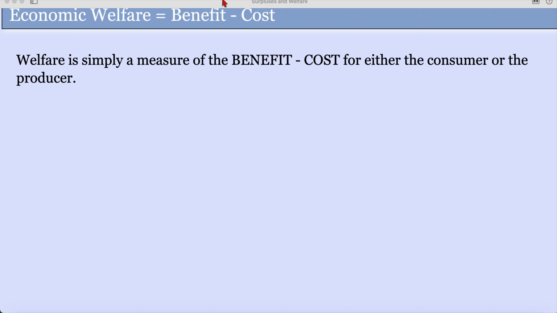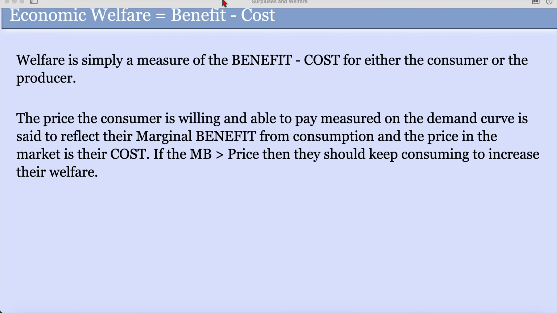And that's the same for the producer. That if the benefit, which is what they get paid for the good, is bigger than the cost of producing it, then they get some welfare as well. So basically, when we're talking about the consumer, what you're willing and able to pay is going to be measured by your marginal benefit from that consumption. And the price is going to be their cost. That's why it's important to distinguish between these ideas of price and cost when you're writing. So consumers pay a price, but it is in fact the cost to them.